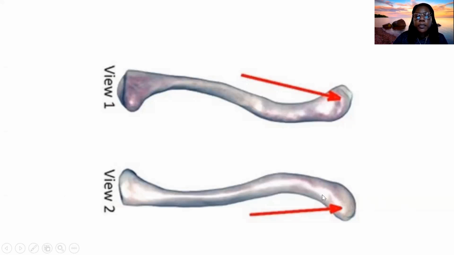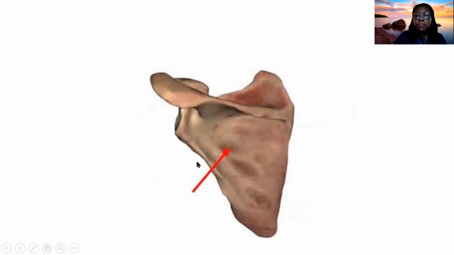We've got a superior view where we can see the convex nature of the acromial end versus an inferior view where we can see the concave nature of the acromial end, right? So this is where the acromial end sort of curves over where it attaches to the scapula. We've also got the medial end, also called the sternal end, where the clavicle attaches to the sternum.